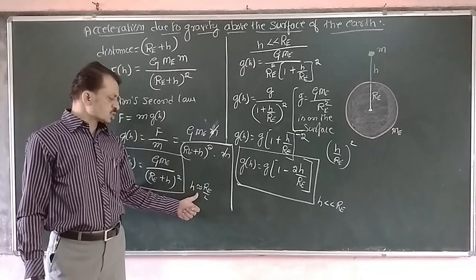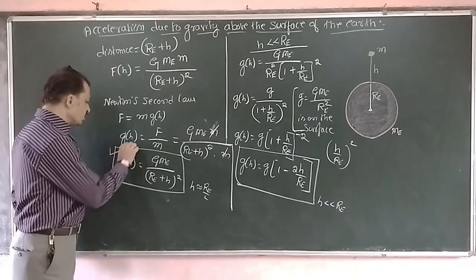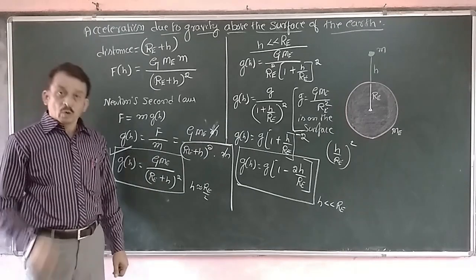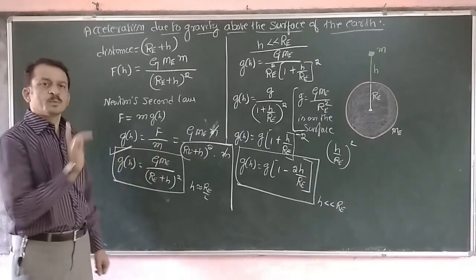If h is almost comparable to the half of the radius of the earth and above, we have to make use of the original relation while solving the problems. Should remember these two important points.